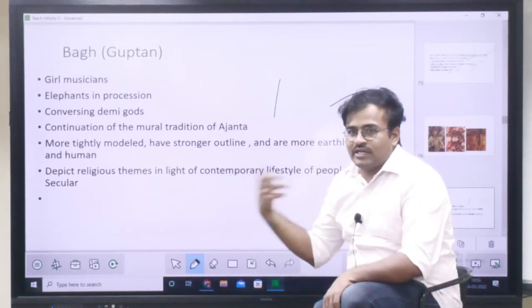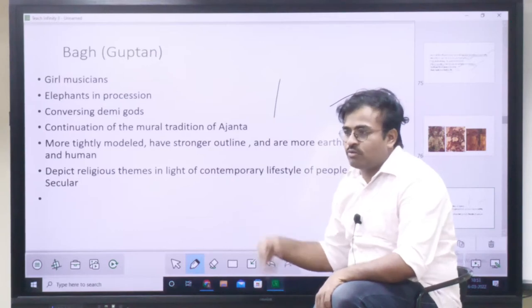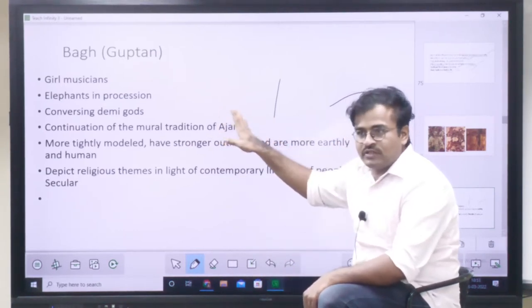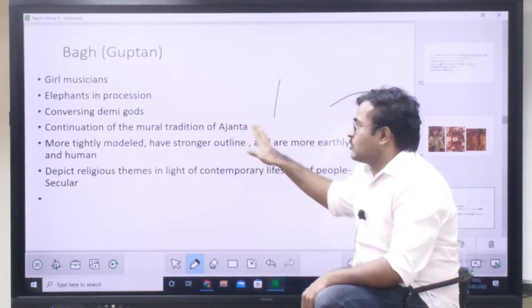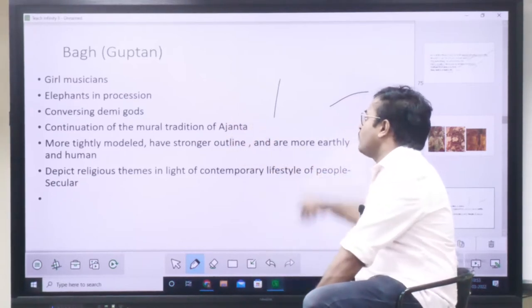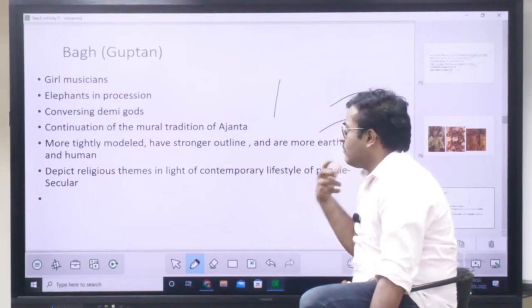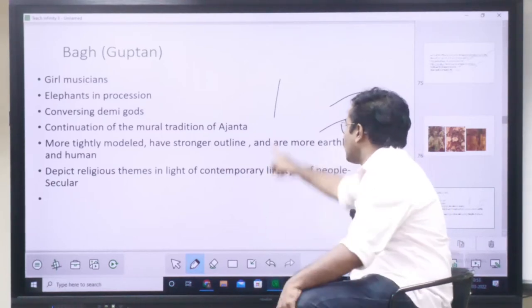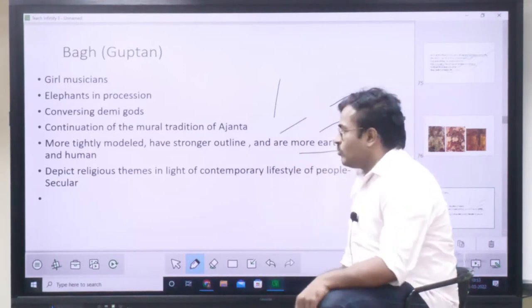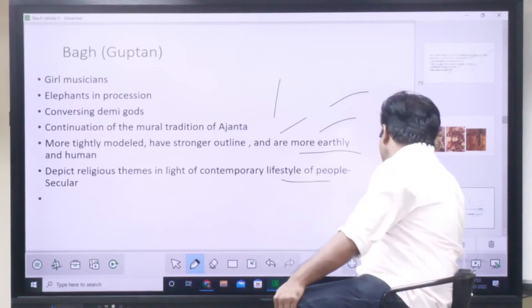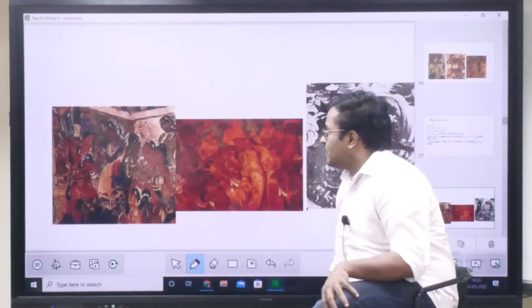Demigods means Yakshas, Yakshis, Nagas, and their conversion to Buddhism is also depicted here. Girl musicians is a very famous painting of this tradition, and elephants in procession is also very famous. It is a continuation of the mural tradition of Ajanta. Here the images are more tightly modeled, have stronger outlines, and are more earthly and human. The main theme is religious themes in light of the contemporary lifestyle of people, and most are Buddhist in inspiration.